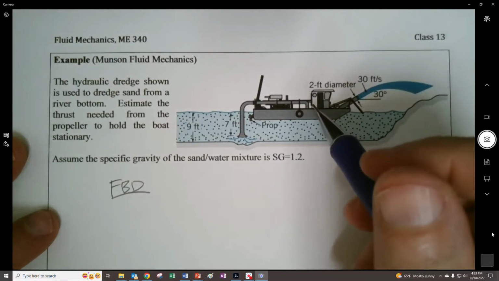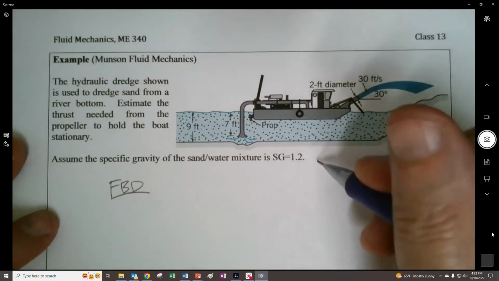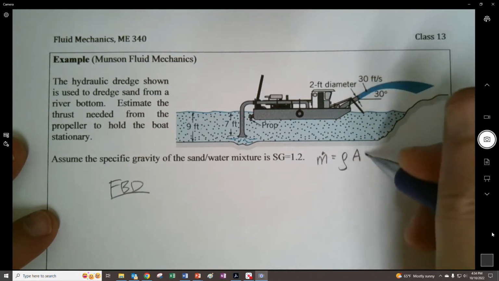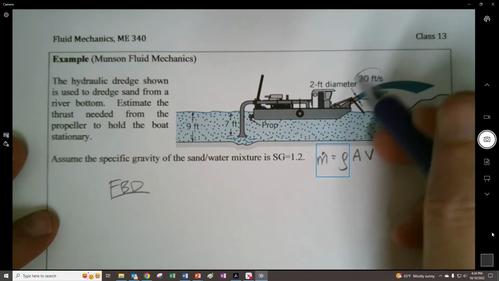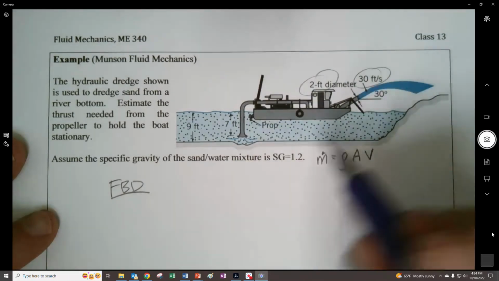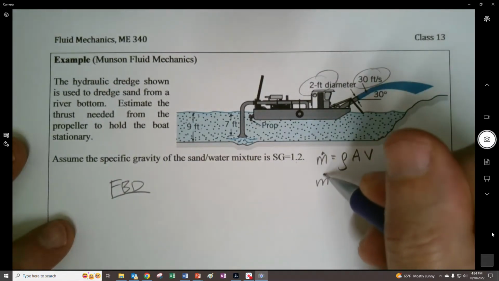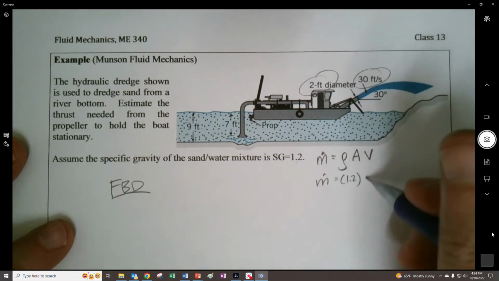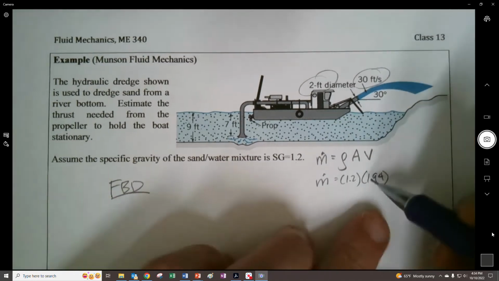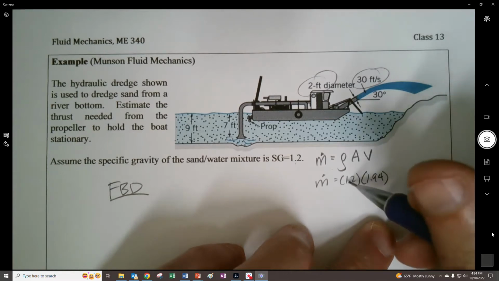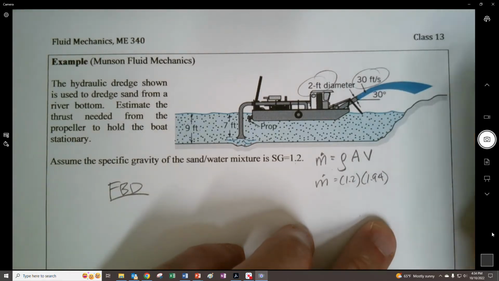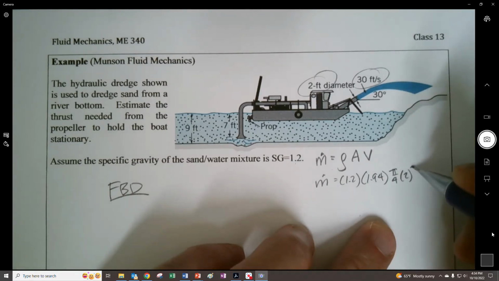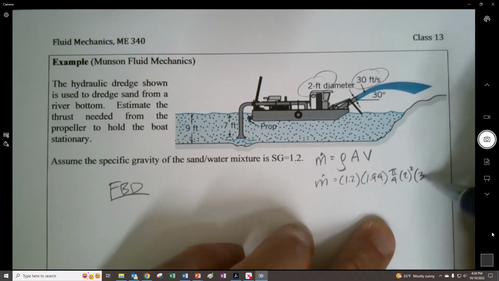And did I ever figure out what my mass flow was going to be? I think I maybe want to figure out my mass flow. M dot is going to be the density times the area times the velocity. And we know this velocity, and we know the dimension, and we know the specific gravity. So M dot is going to be 1.2 times water, and this is US units, so that's 1.94 for the density of water. So 1.2 times it is going to be the density of whatever this stuff is. And the area is pi over 4 times 2 feet diameter squared, and we're going 30 feet per second.